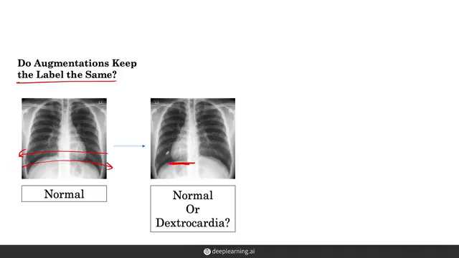However, the label of normal would no longer hold because this is actually a rare heart condition called dextrocardia, in which your heart points to the right side of your chest instead of to the left side. So this is not a transformation that preserves the label. The key here is we want the network to learn to recognize images with these transformations that still have the same label, not a different one.